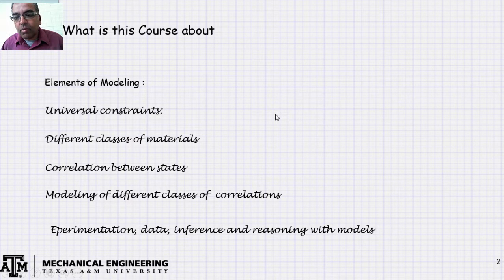So what is this course about? Talk about what are the elements of modeling, what do we mean by modeling, and so on. And we will talk about what are called universal constraints, things that all materials have to meet. Then things that some materials have to meet, and how do we decide how to represent different kinds of materials. And then modeling of different classes of correlations. So this is connected with different types of materials.